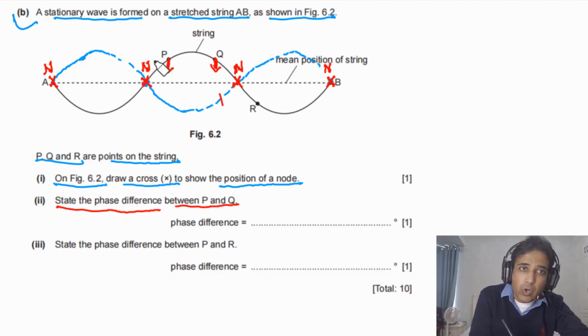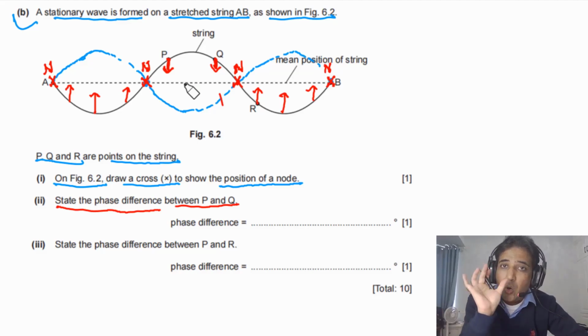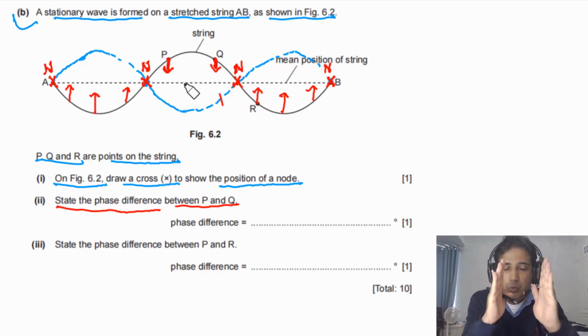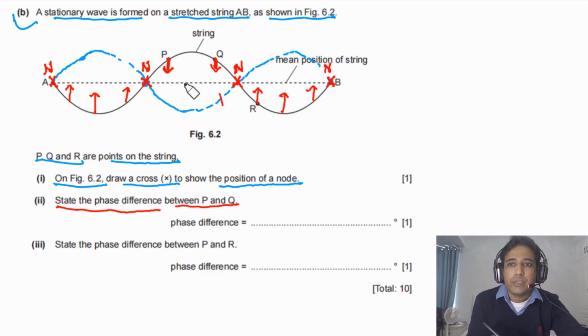All the particles between these two nodes are in phase, and particles here are also in phase, but these particles are moving up. Let's say this particle is here, so the particle in this loop at this point will be moving up, the particle here will be moving up, and the particle here will be moving up. If we have a particle here, this will be moving up. So the main point is, all the particles between two consecutive nodes have zero phase difference. So simply we can write here zero phase difference.